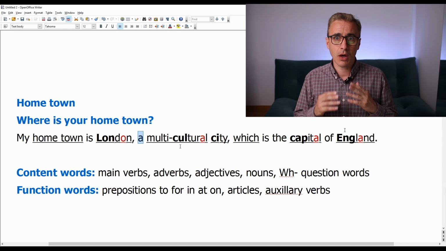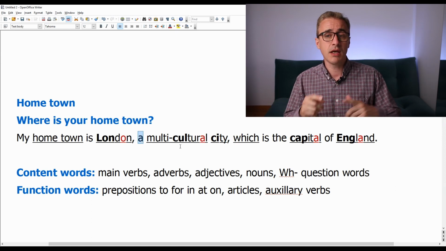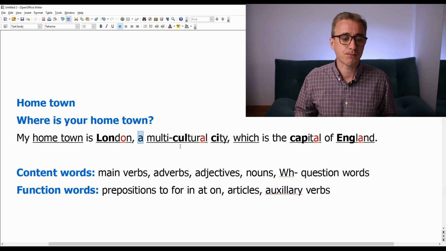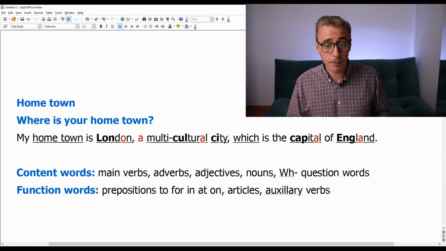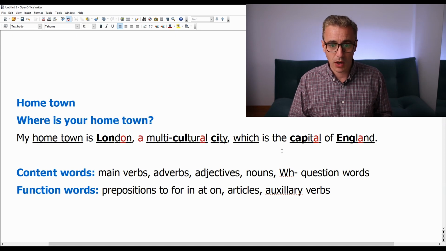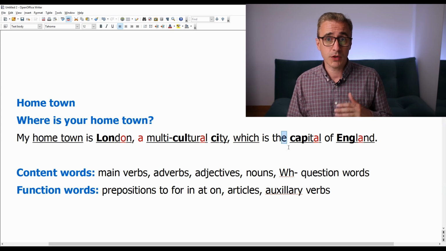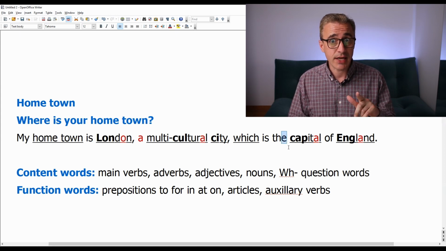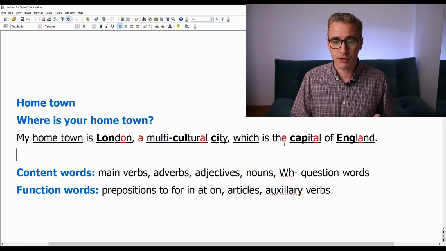And notice I don't go multicultural, it kind of joins together. A multicultural city, a multicultural city. So change that whole word into the schwa. There should be another one here as well. Okay, we've got to have another schwa here because we're going to use the weak form of the article. So this is the, not the, which is the strong form. So the end will be the schwa there as well.